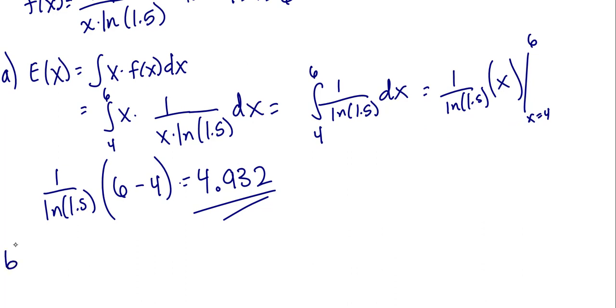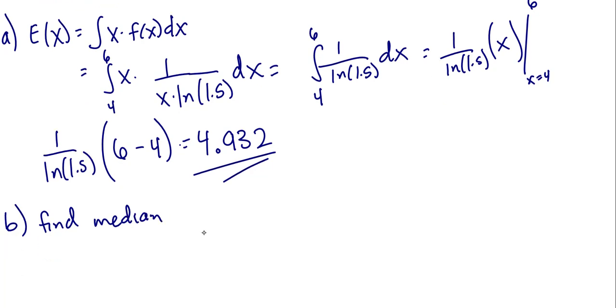Now part B, it says find the median. Now the median is when half of your area will be to the left and half will be to the right. So to find the median, we set the CDF equal to 0.5 and solve for x.